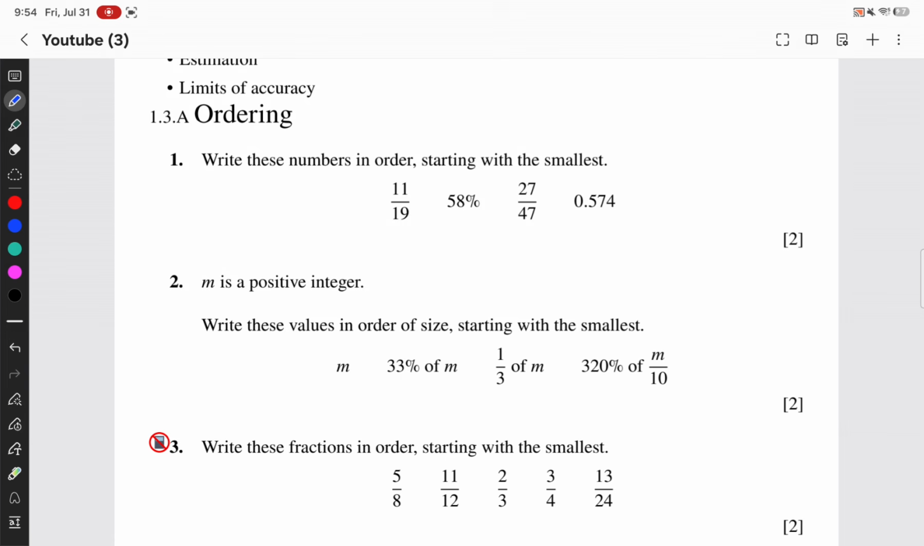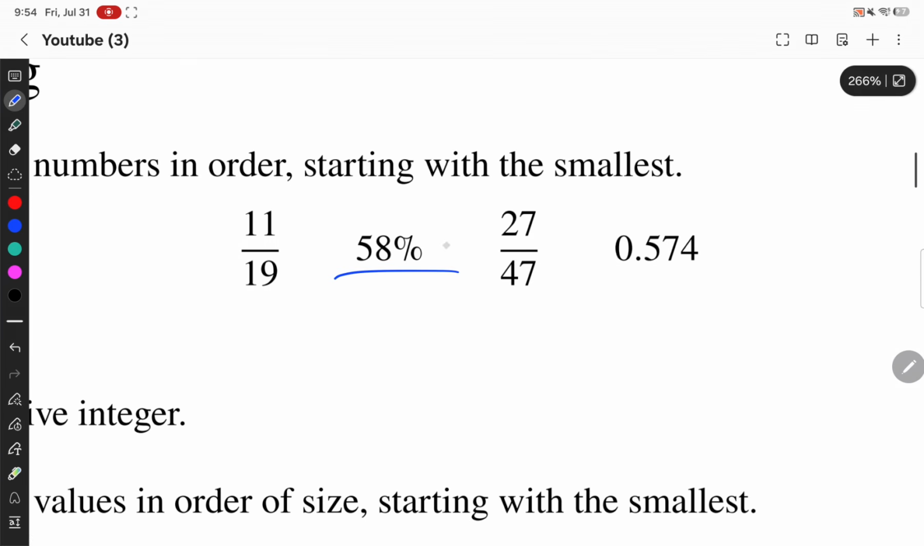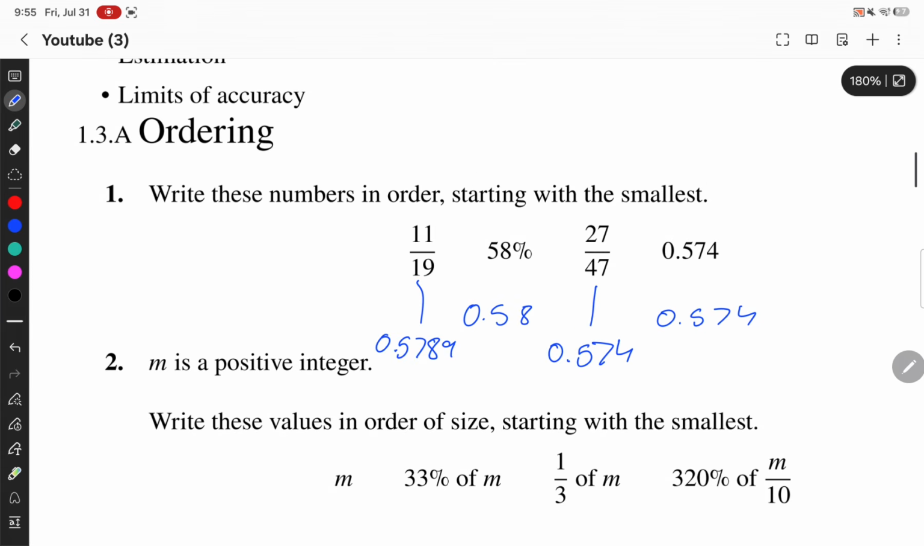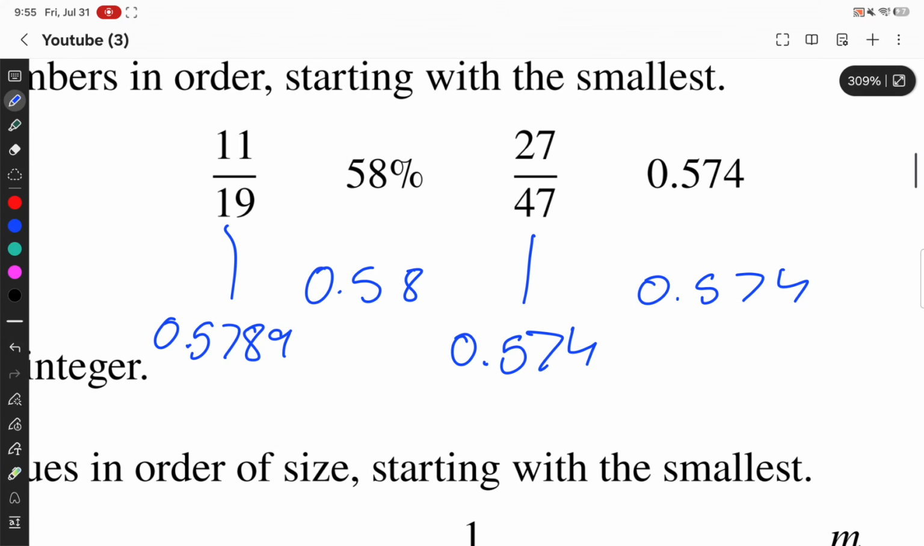Well, unfortunately I just have to use my calculator. Write these numbers in order starting with the smallest. This is easy. This is 0.58 and 0.574. 11 over 19 we have 0.5789. I did one more decimal just to be sure. 27 over 47 you got 0.574. I do not have enough answer space, so forgive me, but let's look at the answer.